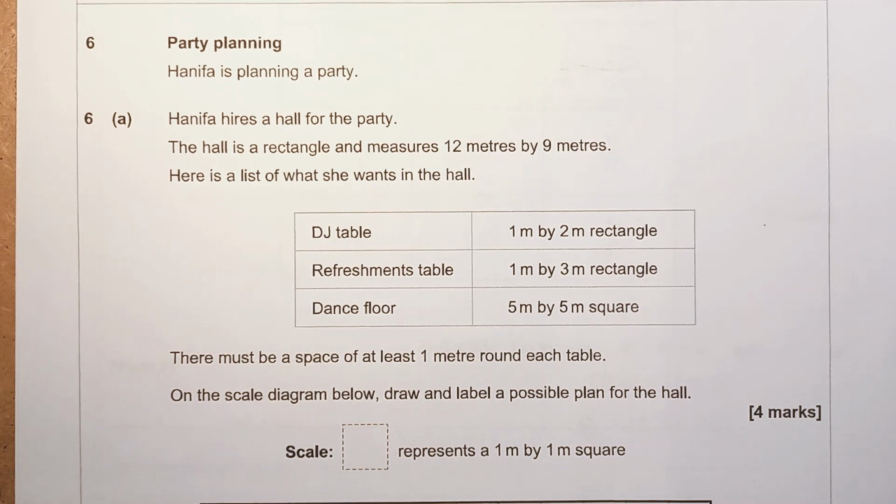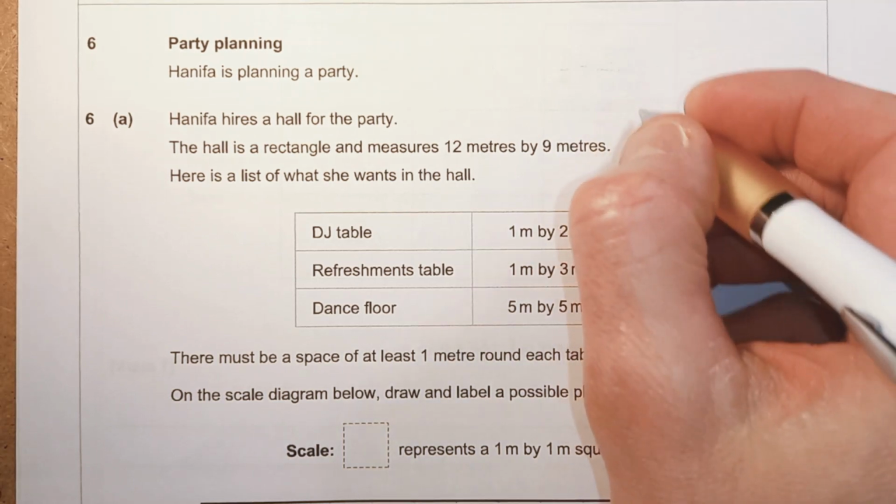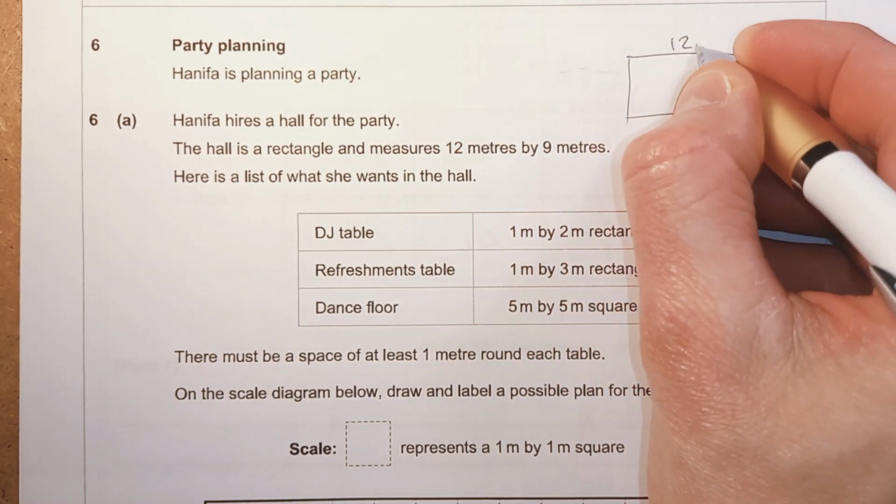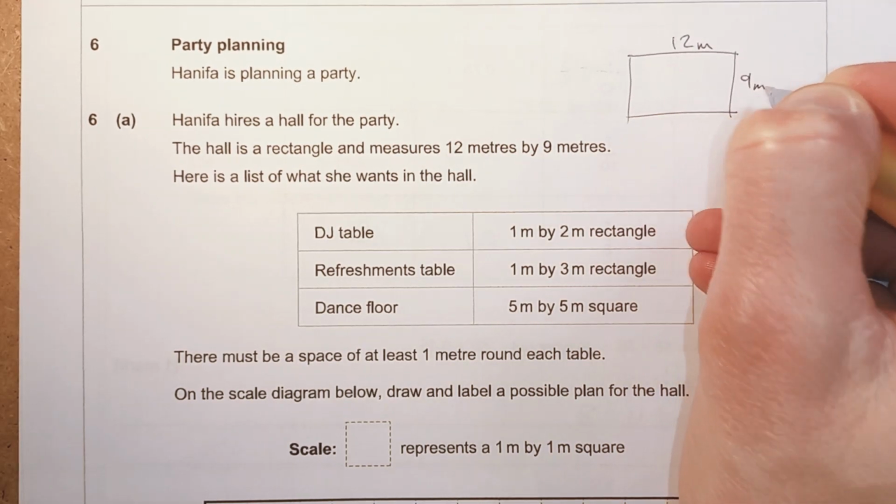Question 6. Party planning. Hanifa is planning a party. 6a. Hanifa hires a hall for the party. The hall is a rectangle and measures 12 metres by 9 metres. Okay, well they've told us that, so I'm just going to do a quick sketch. There's my rectangle, 12 metres by 9 metres.